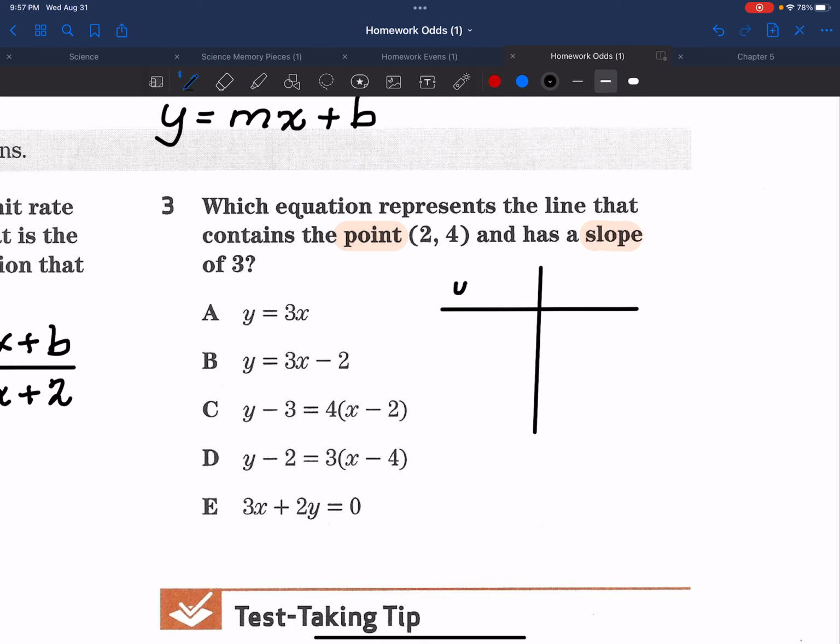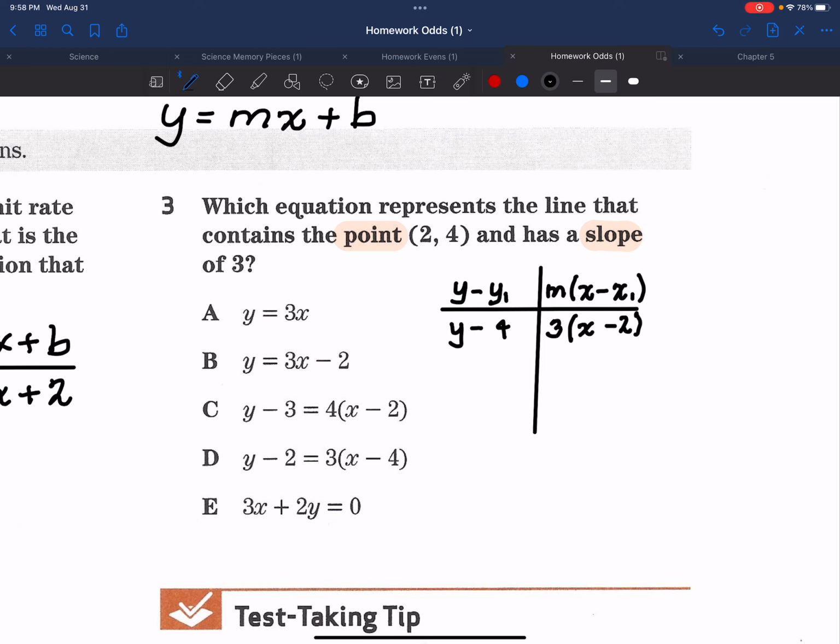So point slope is y minus y1 equals m(x minus x1). And we know that slope is 3. We know that x will stay in the problem, that y will stay in the problem. And the y coordinate is 4, the x coordinate is 2. So let's see if we have this particular one. And we do not. So let's keep working.